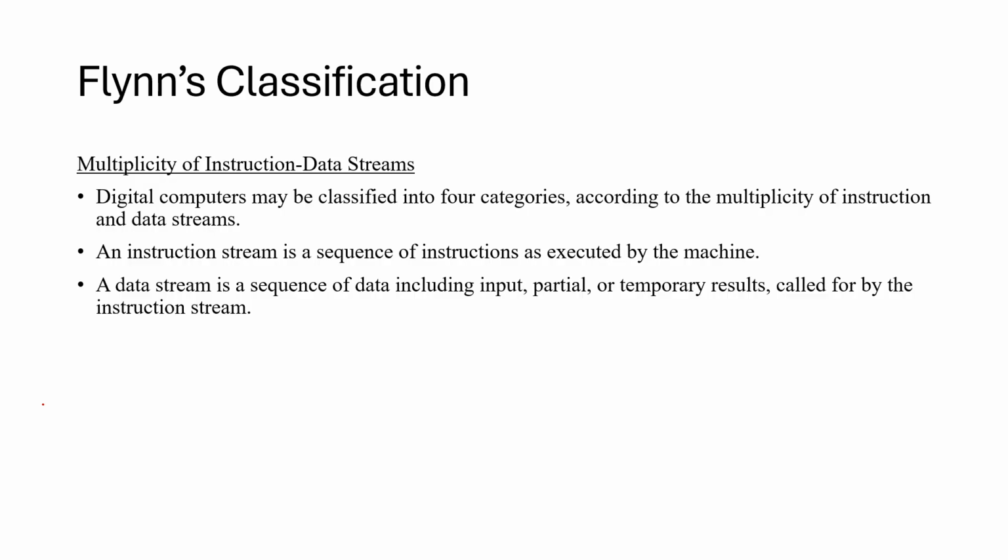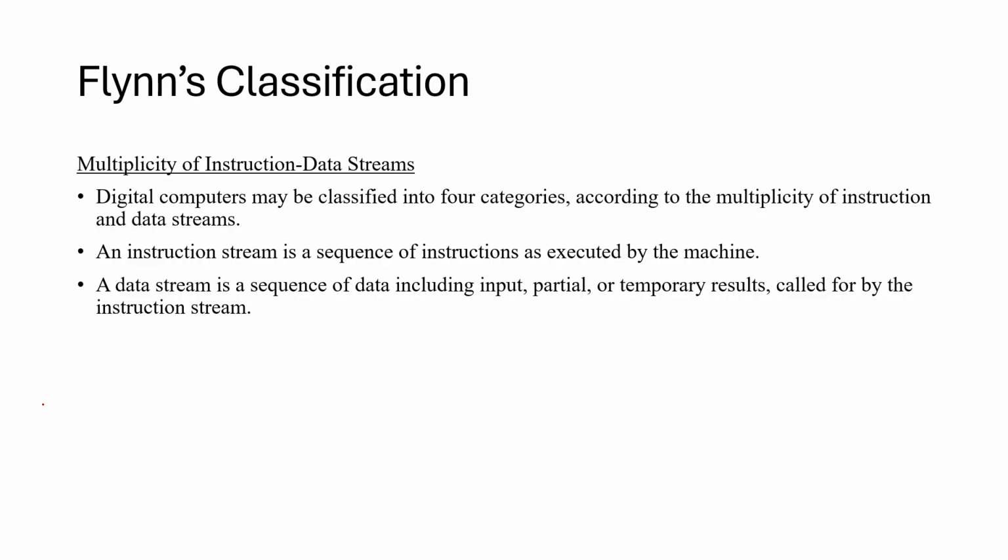An instruction stream is a sequence of instructions executed by the machine. It is a set of instructions, one by one. A data stream is a sequence of data, including data that may come from an input device, or partial and temporary results called for by the instruction stream, used in the instruction execution.